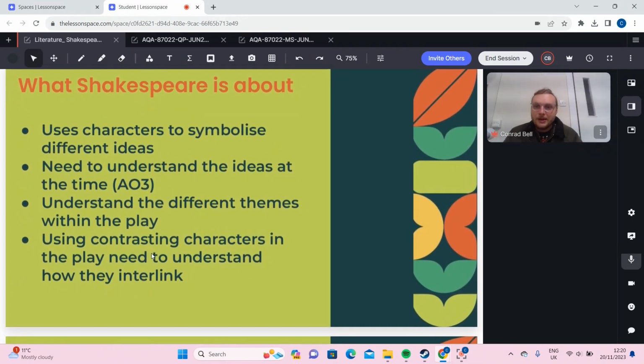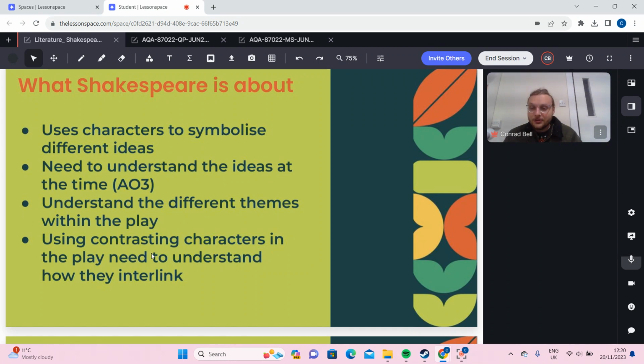So what Shakespeare is about: how he uses different characters to symbolize different ideas. You need to understand the ideas at the time, so that's hitting the AO3s. So, what were the rules at the time, what were the laws? Because obviously Shakespeare was a lot older than any of the texts that we learn in the AQA syllabus. So understanding how it was different to anything else.